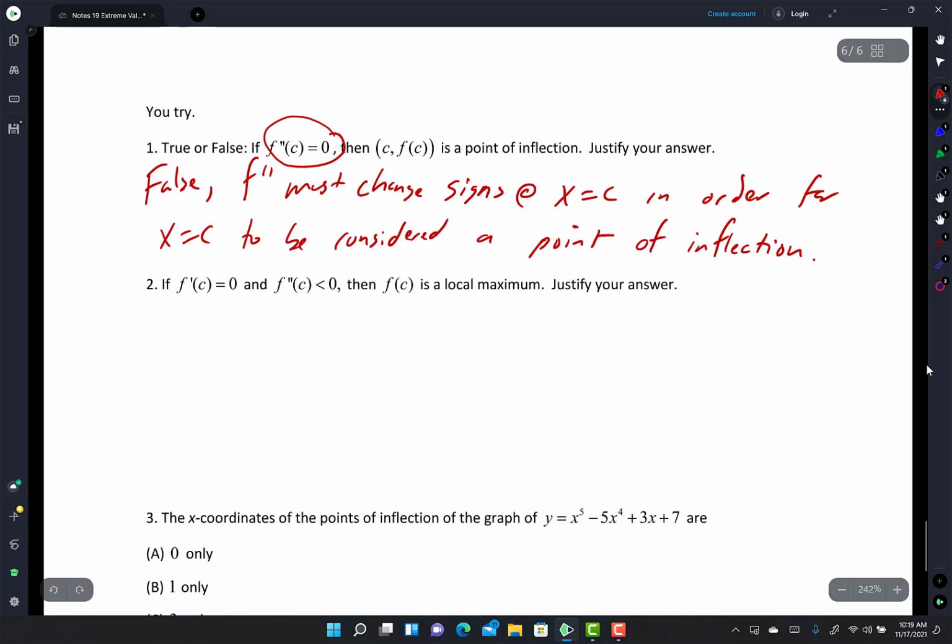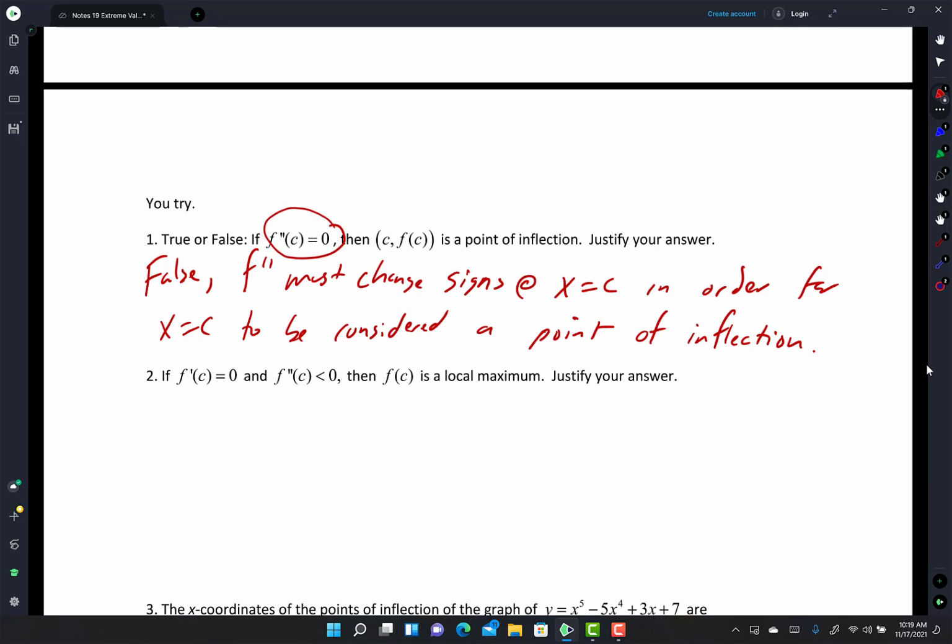But it can happen where the second derivative is 0 and you're changing concavity, right? Like if I go like that, the point right there has a second derivative of 0. Concave up to concave down. So where you change concavity is that moment.